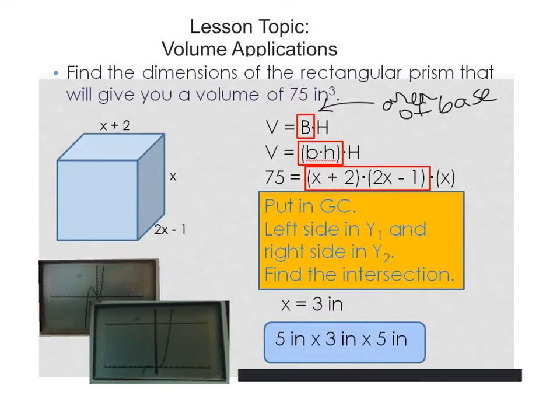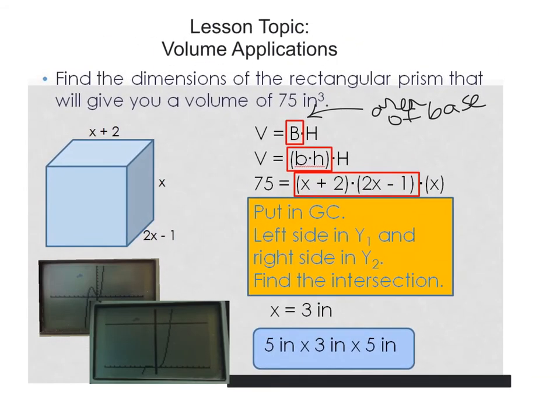We have 2x minus 1, so if we put the 3 in there, 2 times 3 is 6 minus 1, so 5 inches. And put the 3 in here, 3 plus 2 is 5, so that's our other 5 inches. And then our height is 3. So 5 by 3 by 5 or 5 by 5 by 3, I mean, it's not actually very important in this case which one goes where.